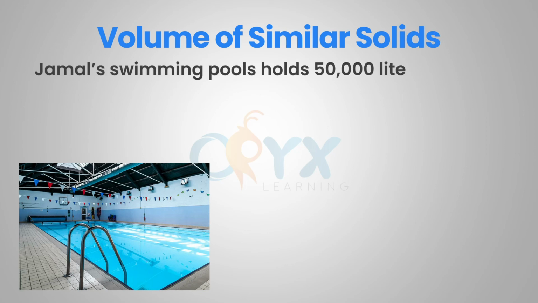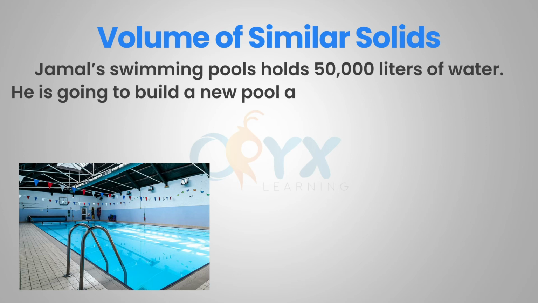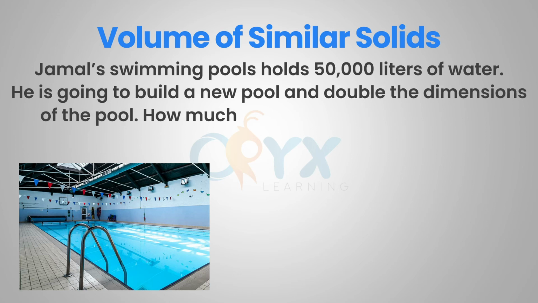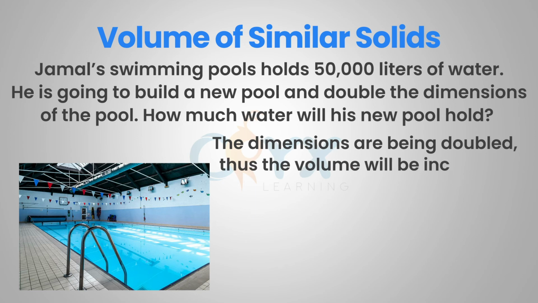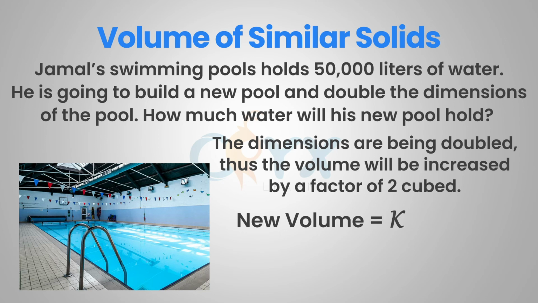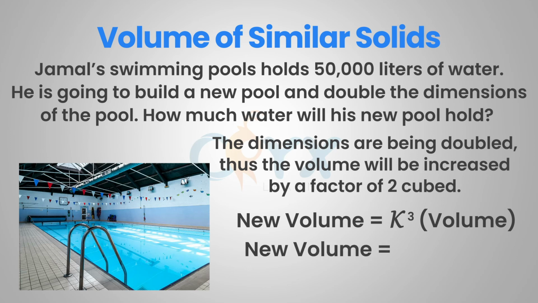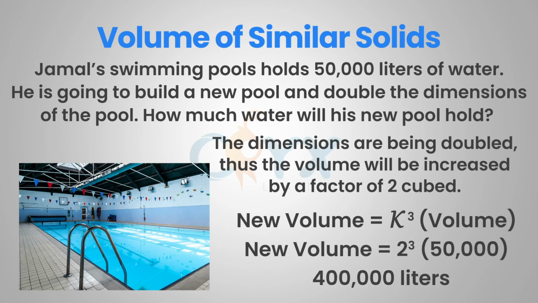Jamal's swimming pool holds 50,000 liters of water. He is going to build a new pool and double the dimensions of the pool. How much water will his new pool hold? The dimensions are being doubled, thus the volume will be increased by a factor of 2 cubed. So the new volume will be k to the third times the volume. So the new volume is 2 cubed times 50,000 for the original 50,000 liters that were in the pool. This means that Jamal's swimming pool will now hold 400,000 liters of water.